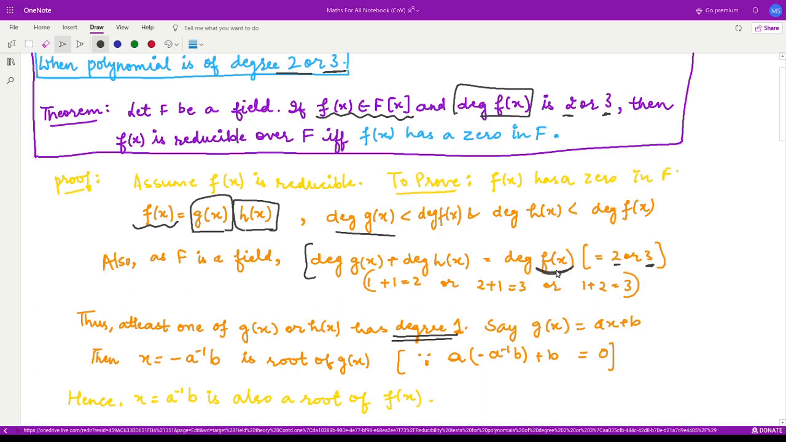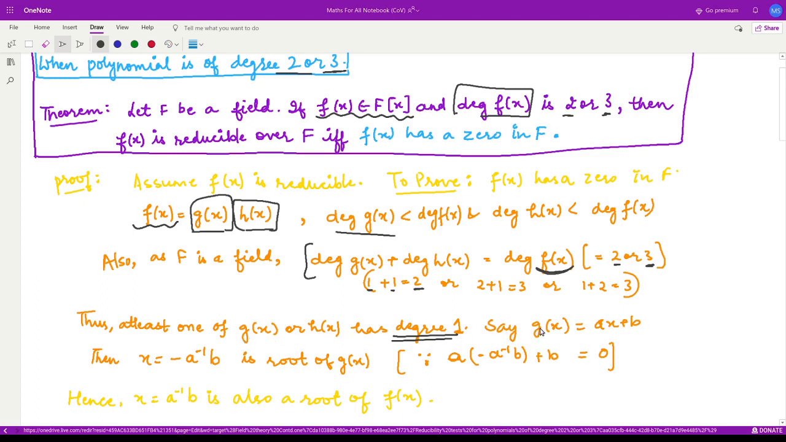So what are the possible degrees for g(x) and h(x)? If the degree of f(x) is 2, in that case g(x) could be 1 and h(x) could be 1, because they are less than the degree of f(x), right? If the degree is 3, there are two possibilities: either g(x) has degree 2 and h(x) has degree 1, or the other way around, right? So in each of these cases, at least one of g(x) or h(x) has degree 1.